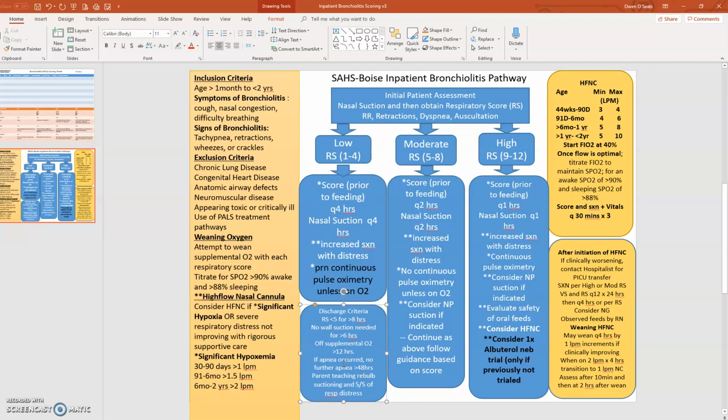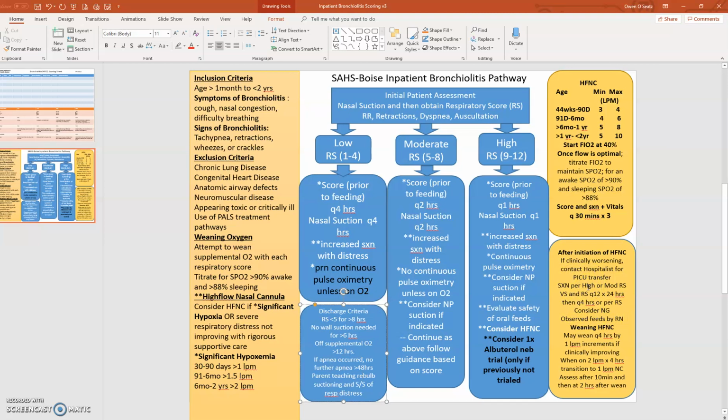So this is pretty much intact to what we've worked with before, with a few newer nuances, especially dealing with high flow. Consideration of the albuterol med trial, usually times 1 if they're in the high category. And then after initiation of high flow, there are some checkdowns we need to look at, from observing feedings by the RN to when to place an NG.